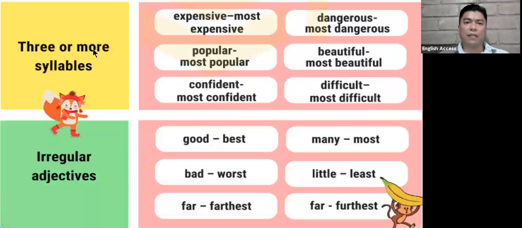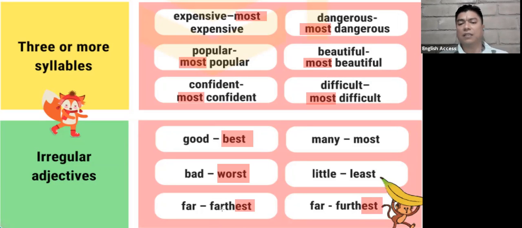And we also have the long adjectives. When you have a long adjective, we just simply add most. The most dangerous, the most beautiful, the most difficult, etc. And we have the irregulars. Good is best, bad is worst. Far is farthest or furthest. It has two different ones. Far has two different superlatives, farthest and furthest. Many is most and little is least.